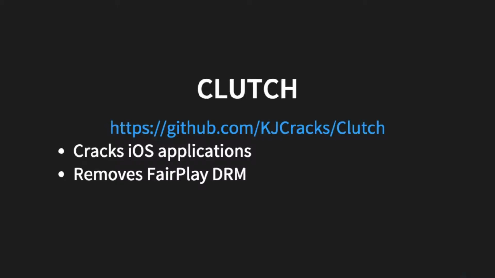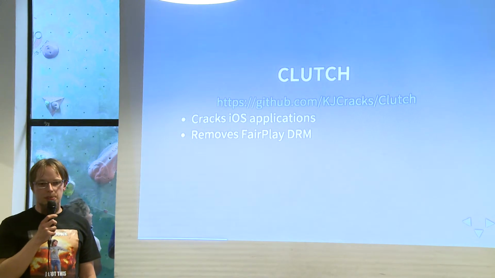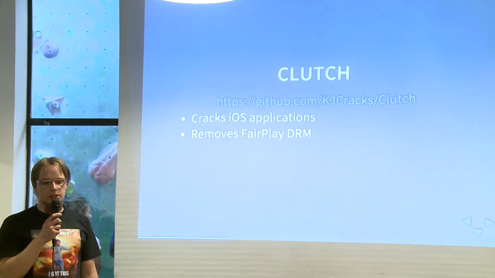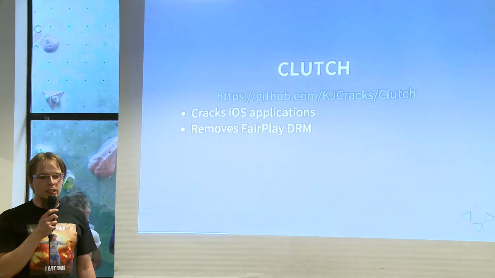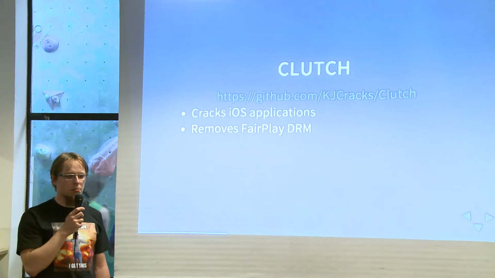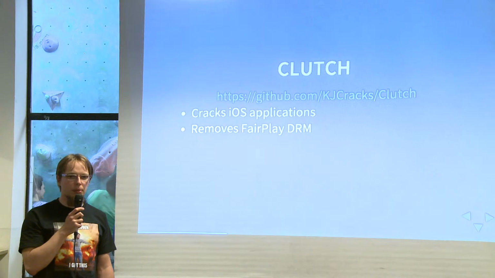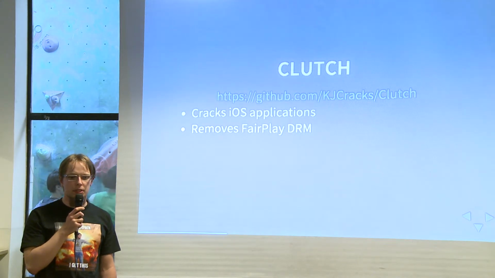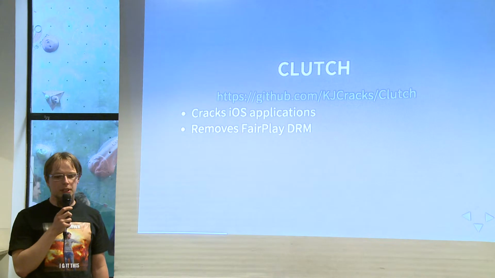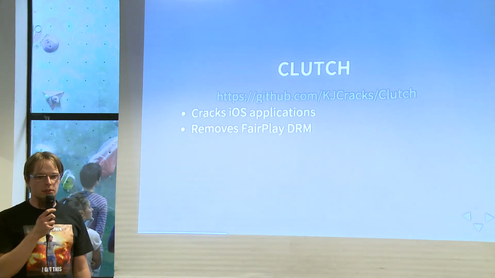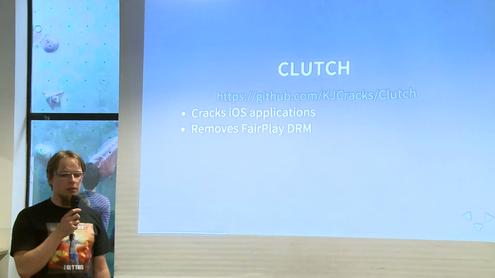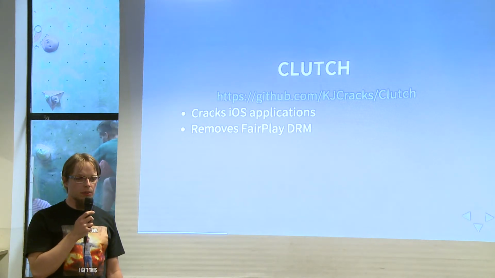When we download the app from the App Store, it's encrypted and it's stored on the flash in encrypted form, so it's quite hard to get anything from it. But when the system runs the application, it needs to decrypt it. So Clutch is the tool which runs the application, dumps the memory of the decrypted application, writes the binary, and this is the starting point for the attack.